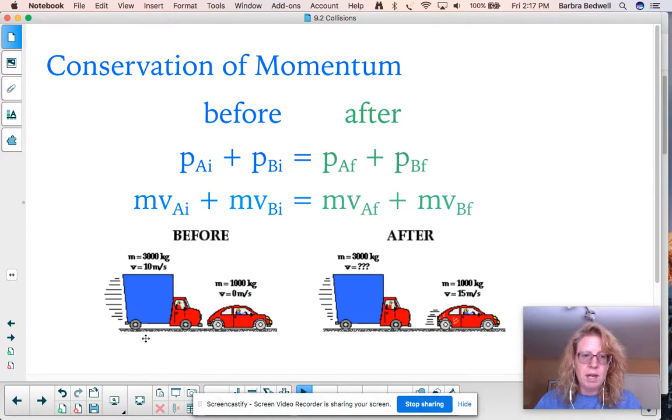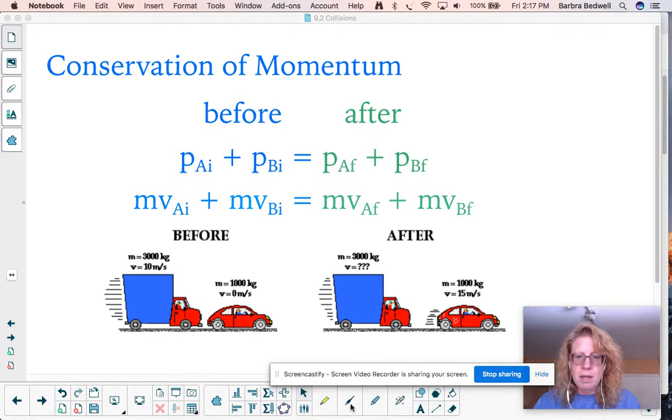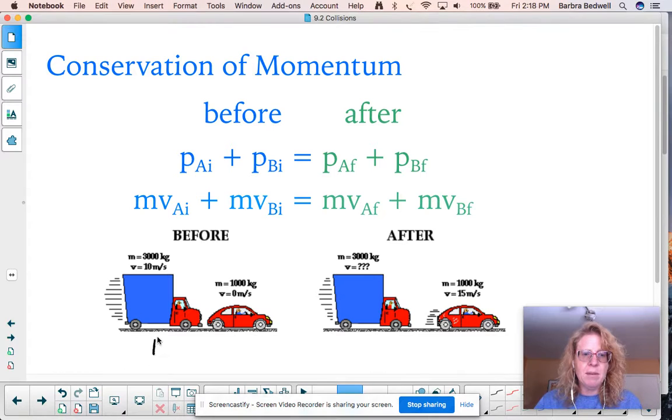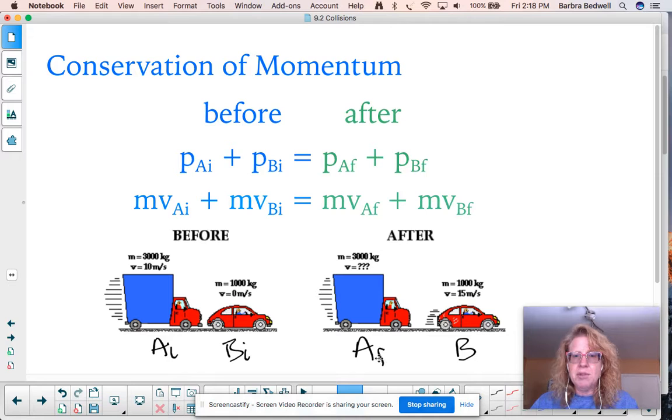So this would be object A, and this would be object B. And these would be I's because we're talking about before the collision. Afterwards, we've got similar things: object A and object B, and these are now the final values, after the collision has occurred. So that's what we've got going on in this top equation.